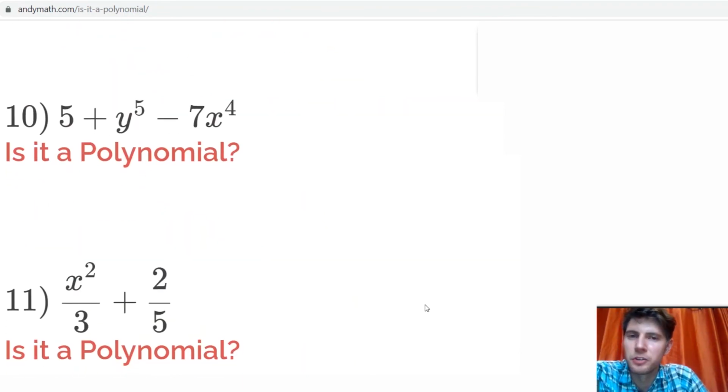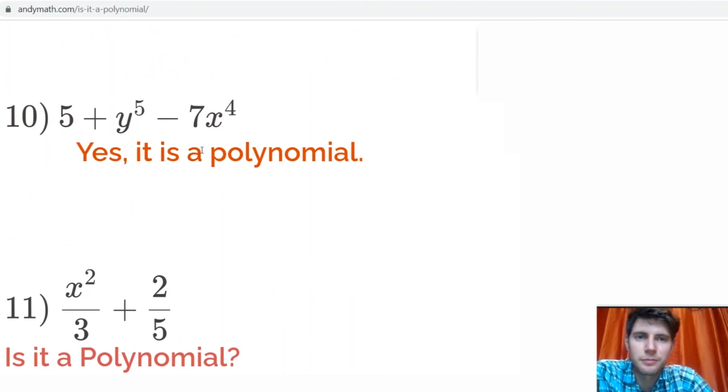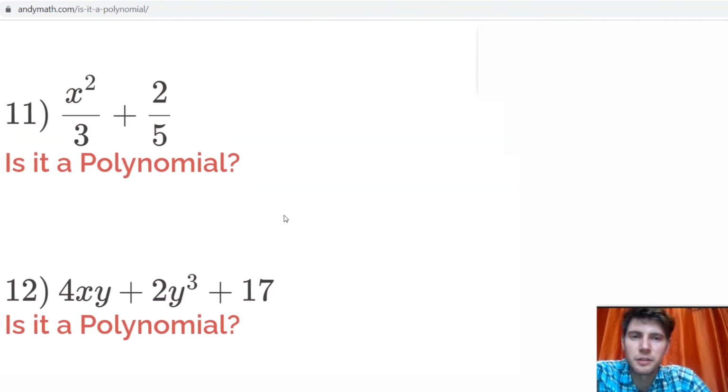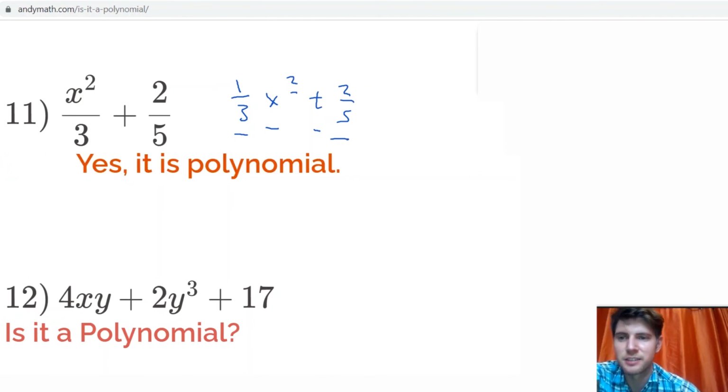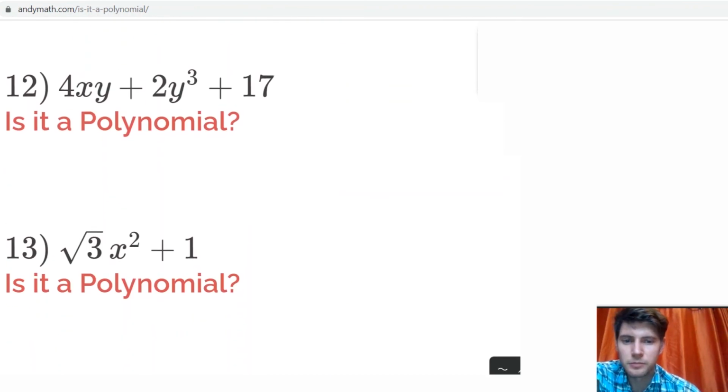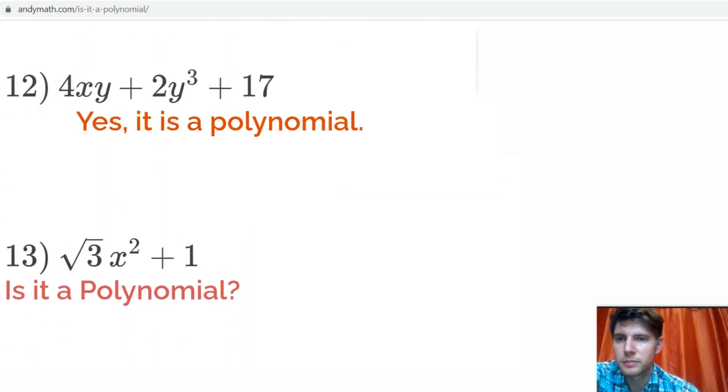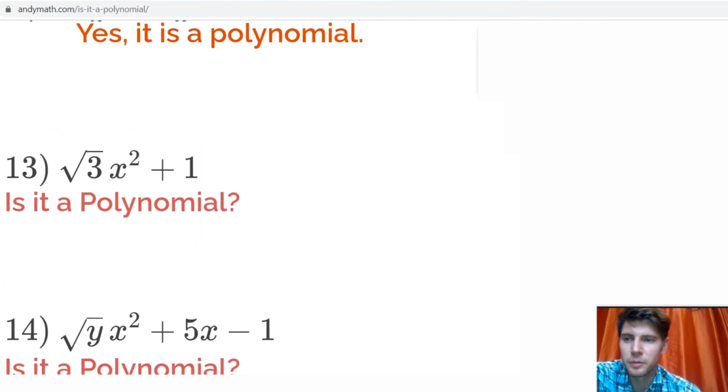Number 10. Is it a polynomial? Yeah, it's fine. It's 3 terms added up. No problem. Number 11. Is it a polynomial? Once again, there is a denominator, but since these are just numbers in the denominator, they're totally fine. So we could think of this as 1/3 x squared plus 2/5. In which case, just a number, a variable to a positive exponent plus a number. So the answer is yes, this is a polynomial. Number 12. Same thing, looks fine to me. Yes, it's a polynomial.